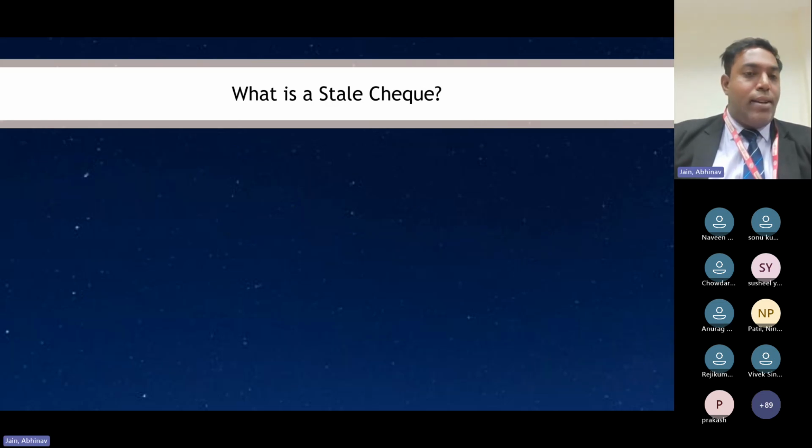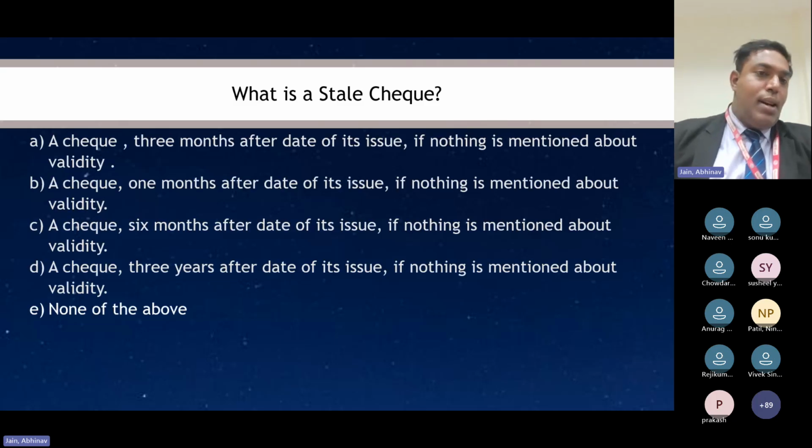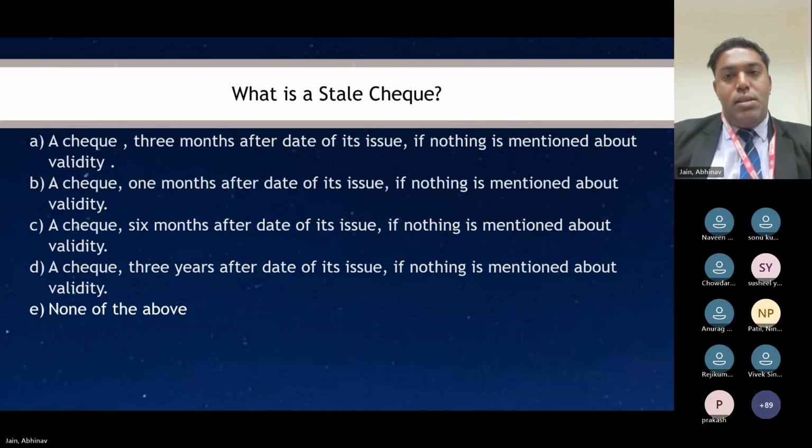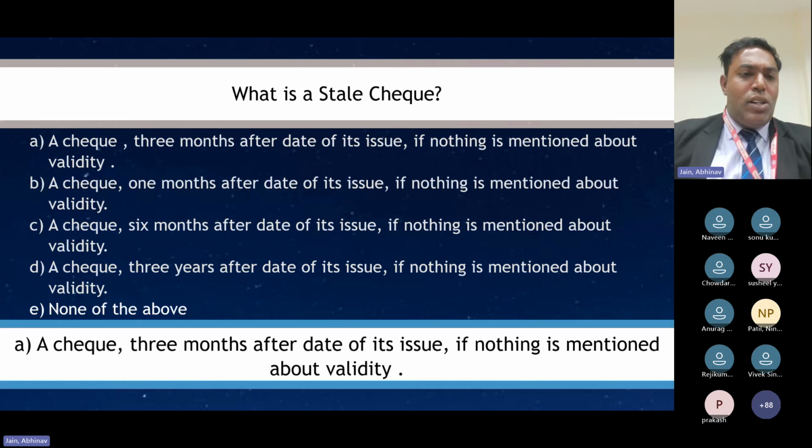Now, what is a stale check? What is the definition of a stale check? A check 3 months after date of its issue if nothing is mentioned about the validity. A check 1 month after the date of its issue if nothing is mentioned about the validity. So basically, this is a simple question. A check 3 months after the date of its issue, if nothing is mentioned about the validity, it becomes a stale check.